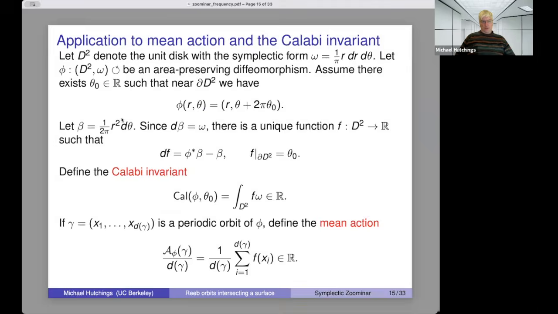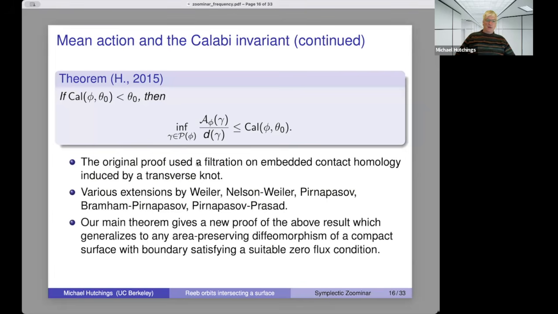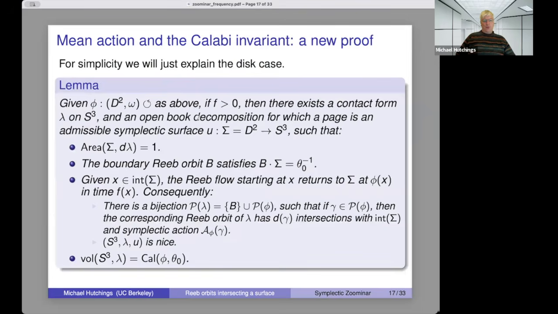So basically, when I define this function f, I needed to know that this one form here is exact. So you have to assume some kind of exactness like that in order to even state a theorem. And if you can, then the analog of this statement holds. So let me show you how that works. I'm just going to explain the disk case.